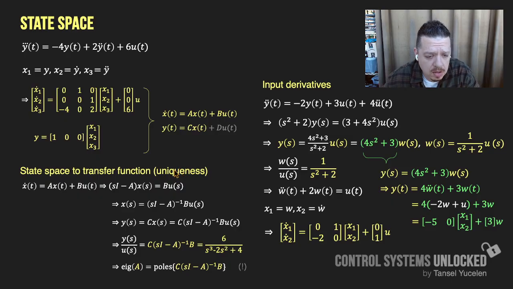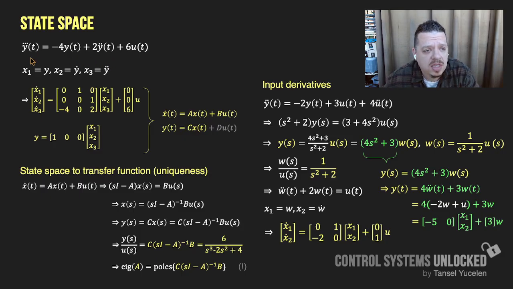All right. Now, the second point is uniqueness. Transfer functions are always unique. What I mean by that is, for example, state space representations are not unique. I can easily illustrate this by how we choose the order of the states. You can ask, why not choose x1 equals y double dot, x2 equals y, and x3 equals y dot? You can also choose it like this.